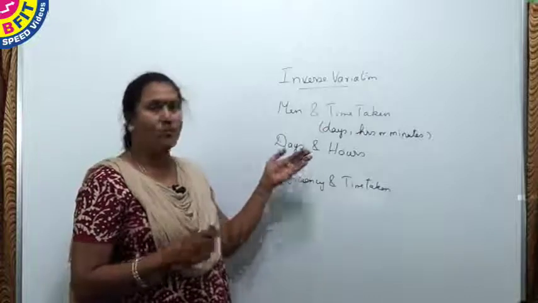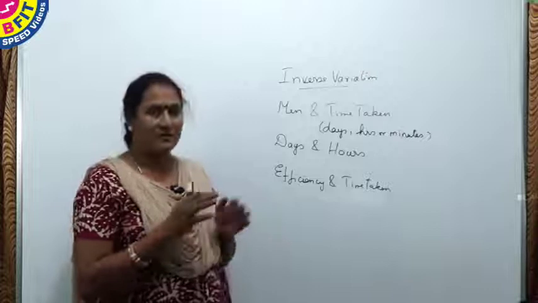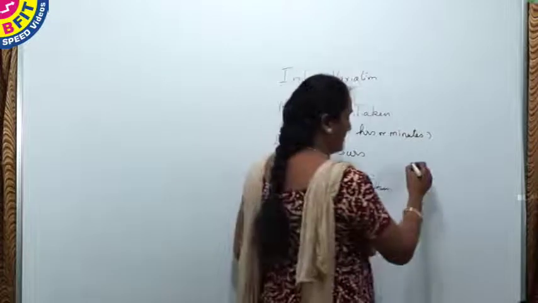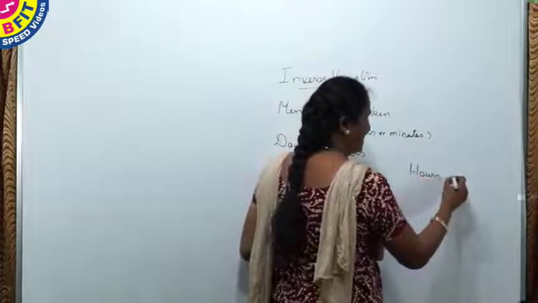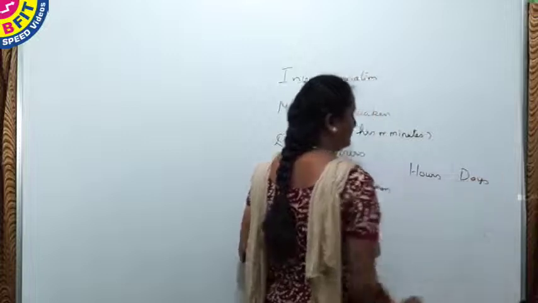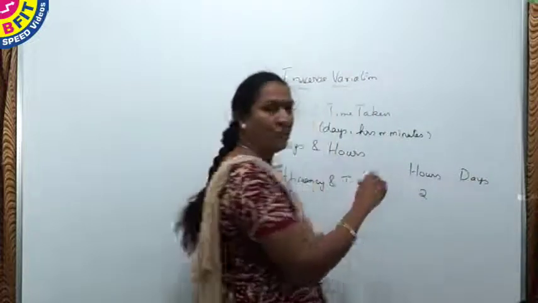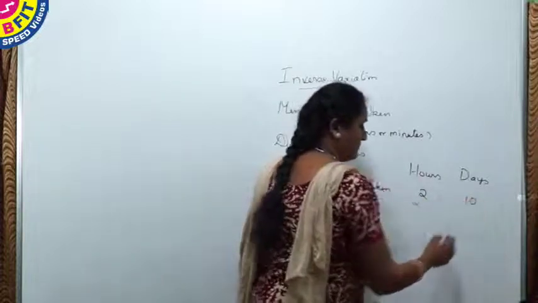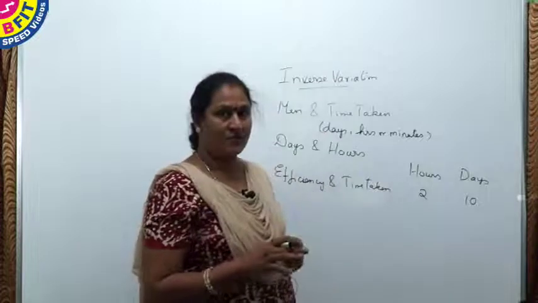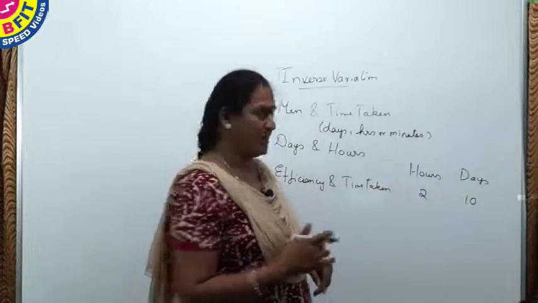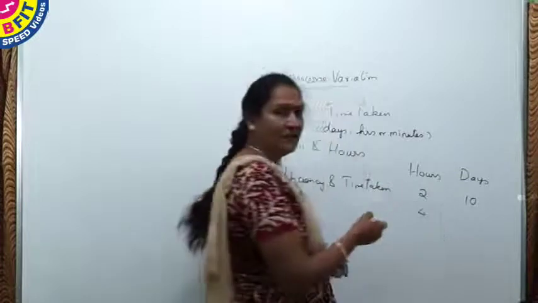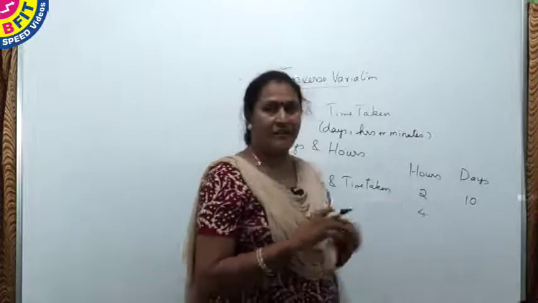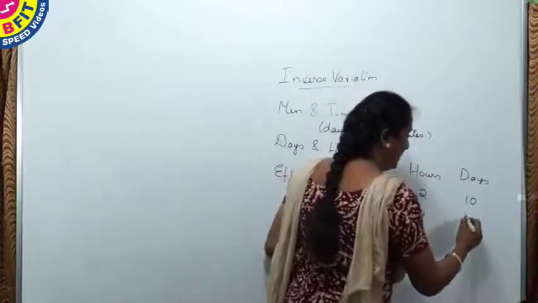If they work for more number of hours, the time taken to do the same work, the number of days, will be less. Say for example, you have hours and days. If they are working for 2 hours per day and they complete the work in 10 days, the work is constant. If they work for double the time, 4 hours per day, the same work will be completed in half the time taken. So it will be completed in 5 days.